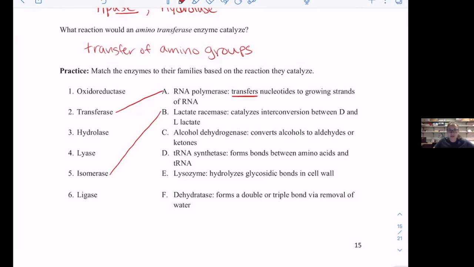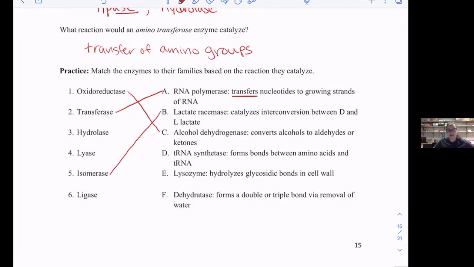Okay, alcohol dehydrogenase converts alcohol to aldehydes or ketones. So converts is really the only action verb here. So that doesn't give me hints as to what we're doing. However, alcohols going to aldehydes, I know is an oxidation reaction. Alcohols going to ketones, again, is an oxidation reaction. So this is going to be an oxidoreductase.